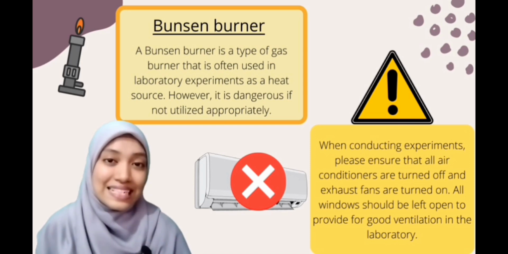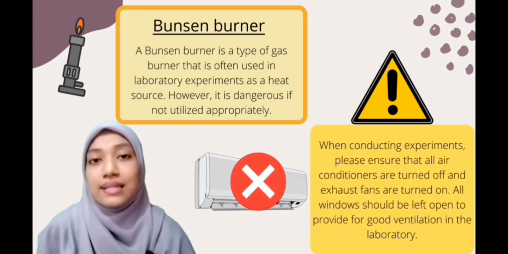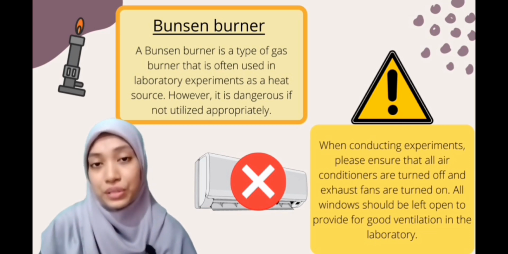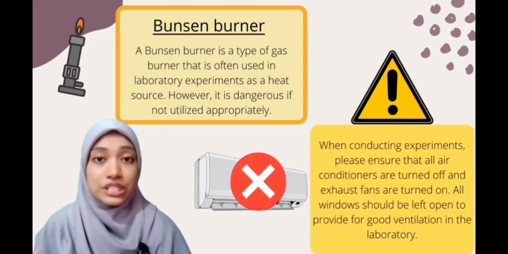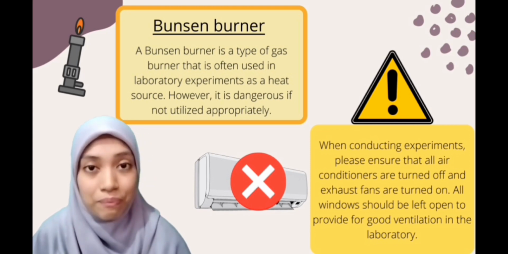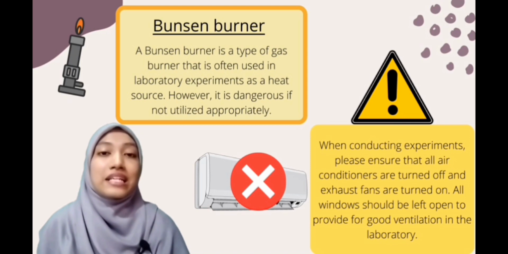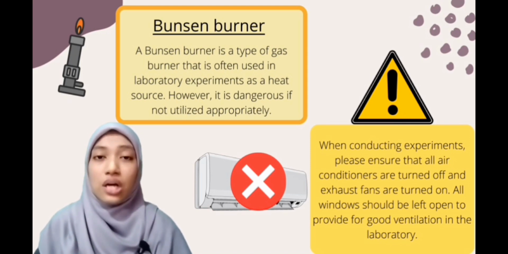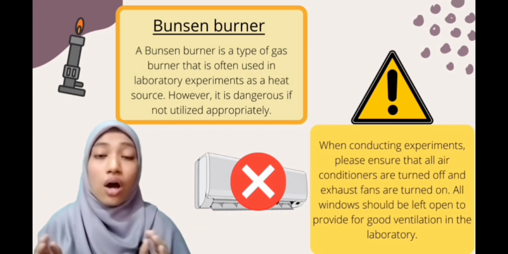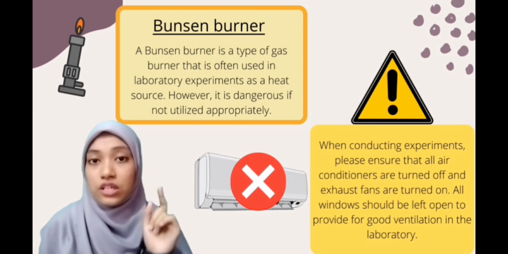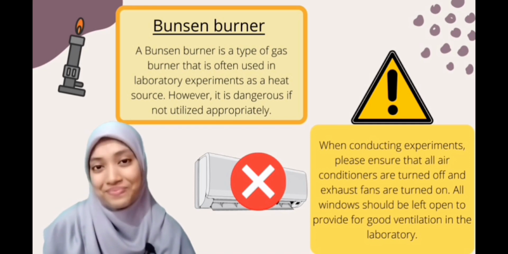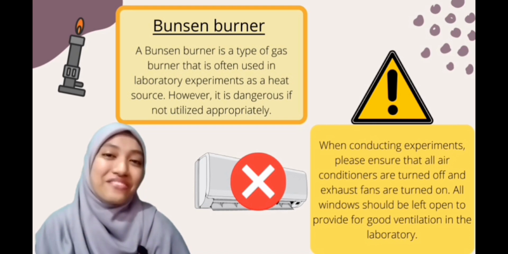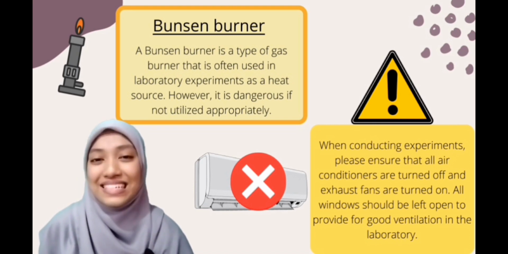A Bunsen burner is a type of gas burner that is often used in laboratory experiments as a heat source. However, it is dangerous if not utilized appropriately. So, when conducting experiments, please ensure that all air conditioners are turned off and exhaust fans are turned on, and all windows should be left open to provide for good ventilation in the laboratory. Now, let's watch the video on how to use the Bunsen burner safely.